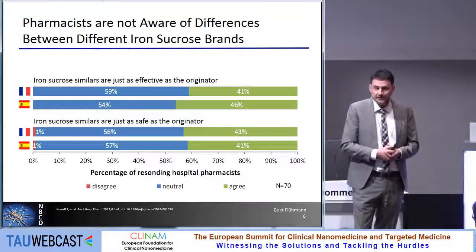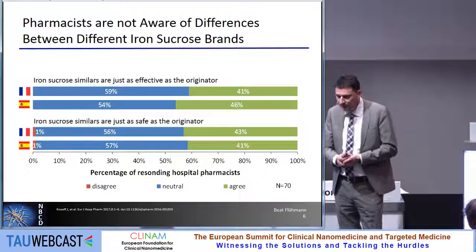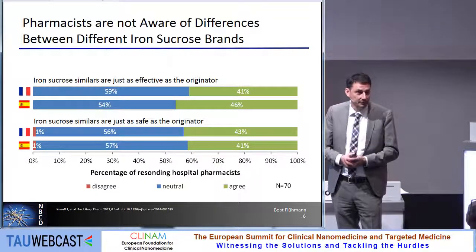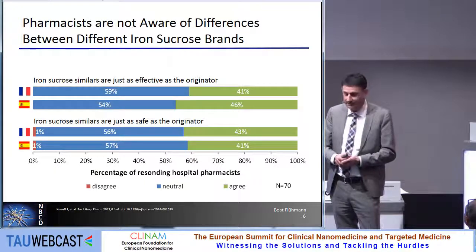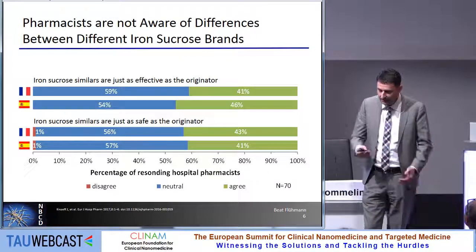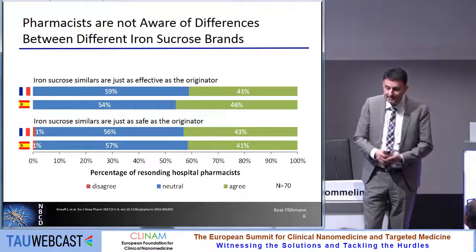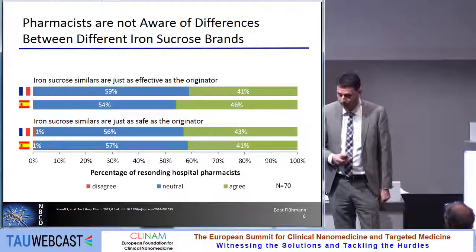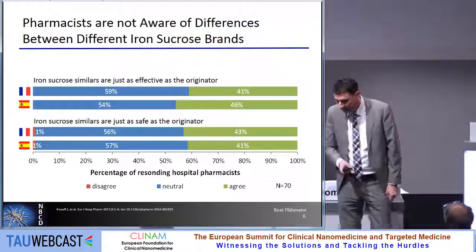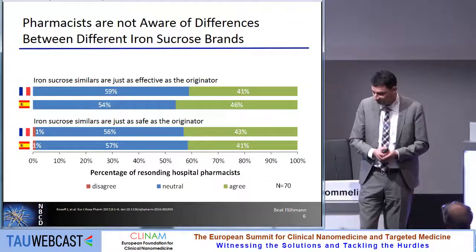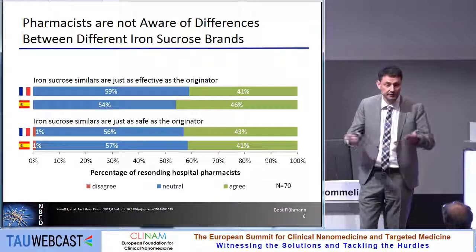But then we had these studies. Now what we looked into, how do pharmacists evaluate these drugs? How do they react to this type of drugs? Are they knowledgeable about these things? So we asked them, iron sucrose similars, these follow-on products, do you consider them as just as effective as the originator product? And as you can see, 60% of them said they were neutral, 41% agreed they are the same.